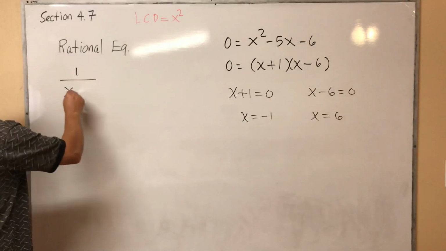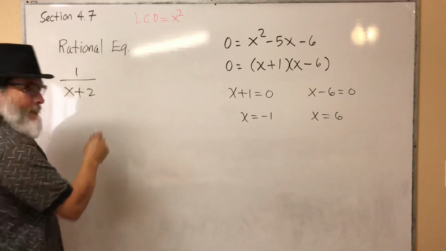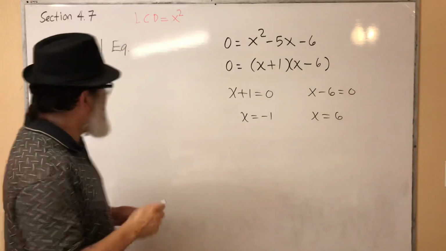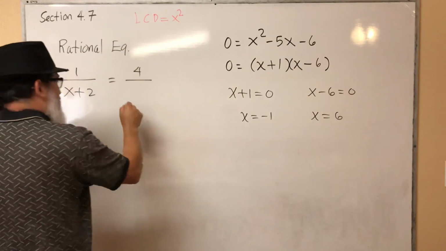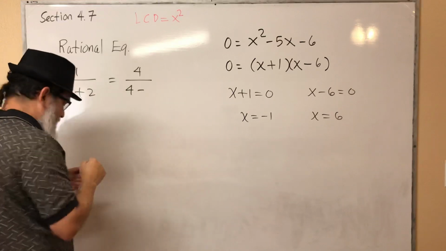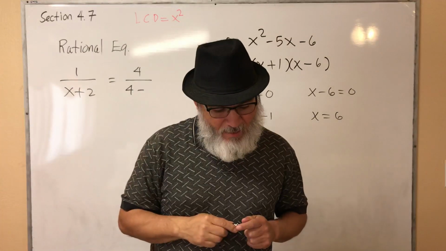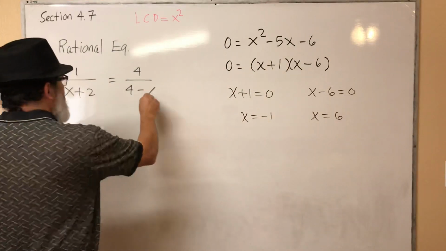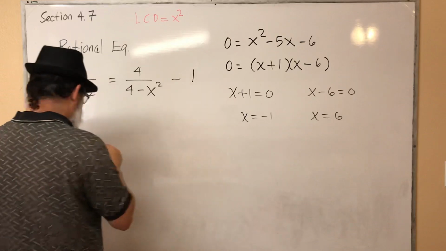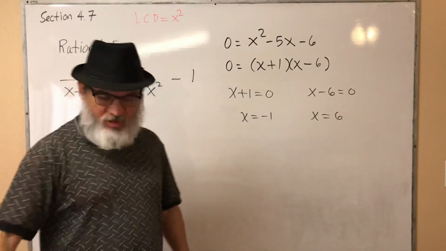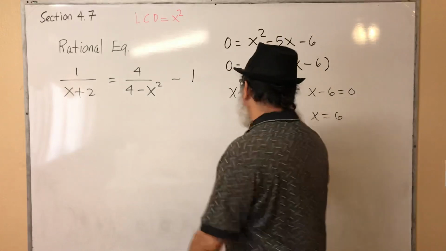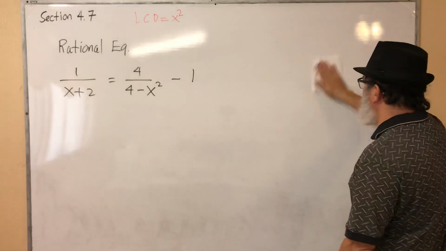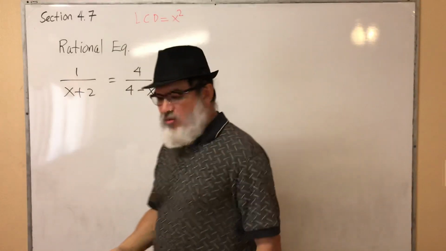1 over x plus 2 equals 4 over 4 minus x squared minus 1. Okay? So here it is again, another rational equation. We're going to solve this rational equation. We have to find the LCD.